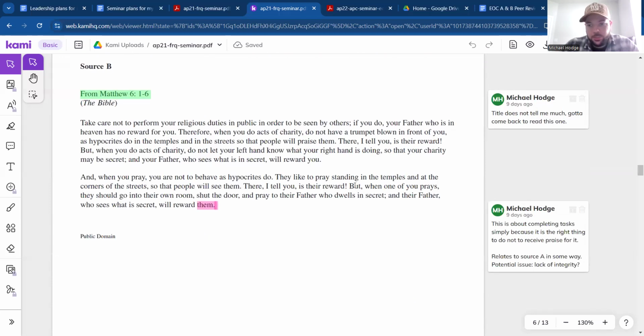And it's short. Guess what? After reading it, it tells me it's all about completing tasks simply because it's the right thing to do, not to receive praise for it. That definitely relates to source A if my title reading was correct. So then what am I going to do? I'm going to write that stuff down, potentially talking about lack of integrity. And without reading the other document, I can make that potential issue connection in my brain.